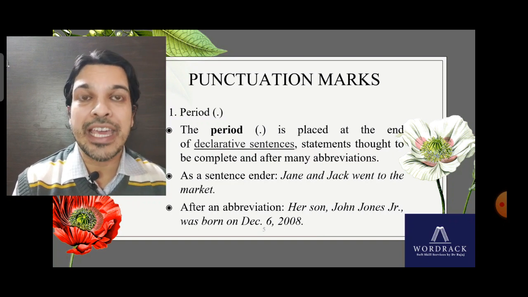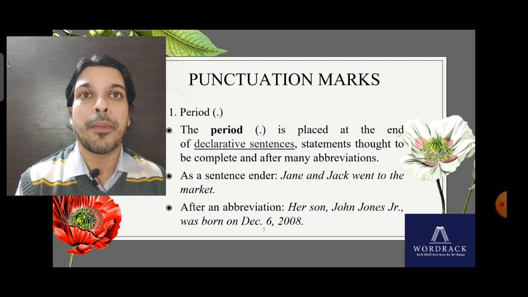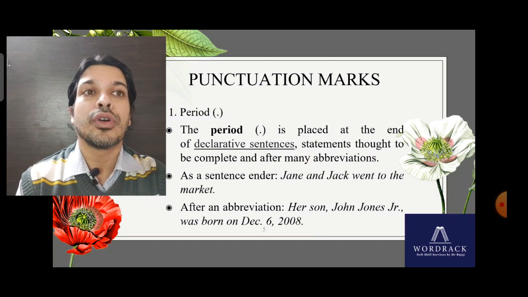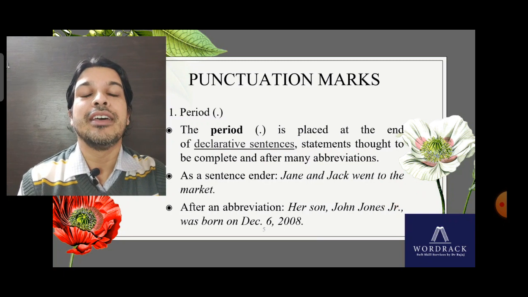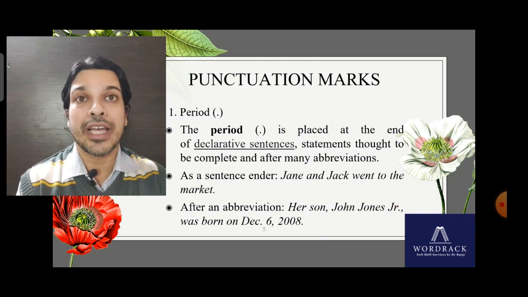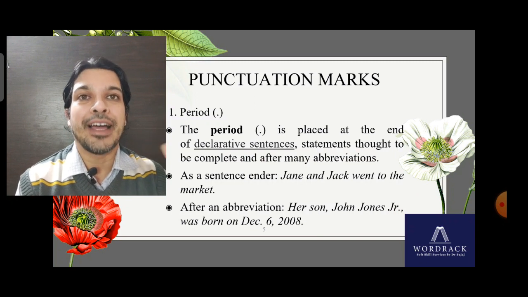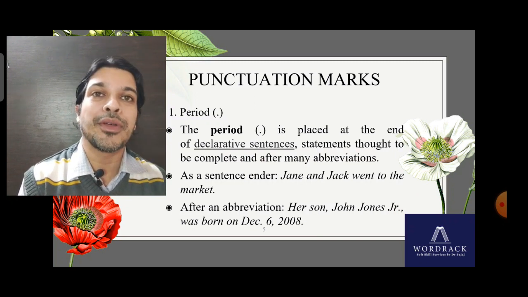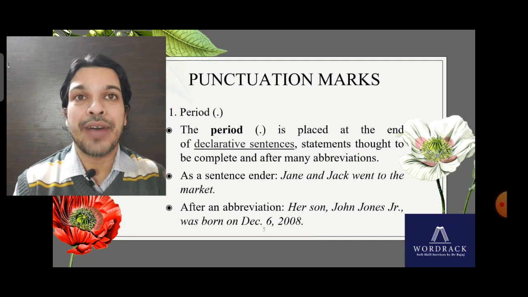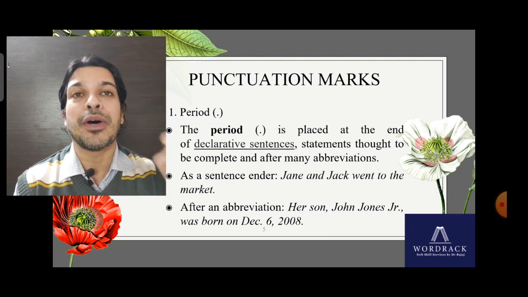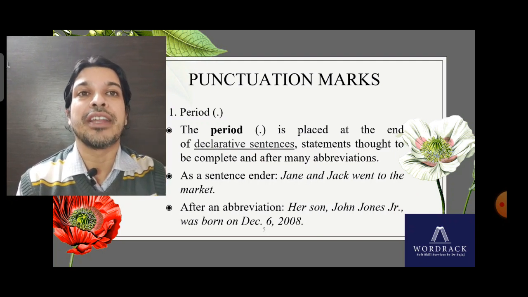The second implication is that a full stop and a comma can both coexist. So if you pay attention here, after Junior, a full stop and a comma both are there. So within a sentence, a full stop can be there, and a full stop along with the comma can coexist, provided we are using this full stop after an abbreviation.